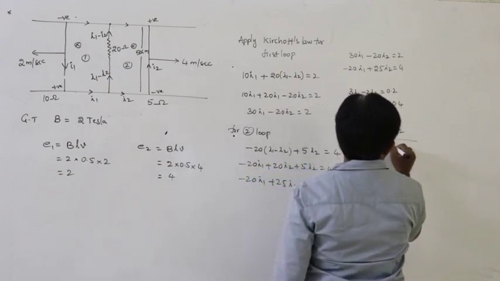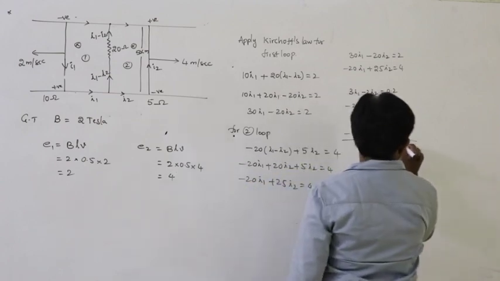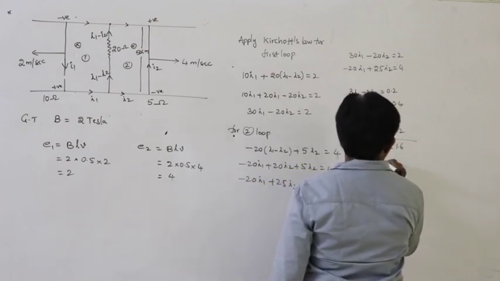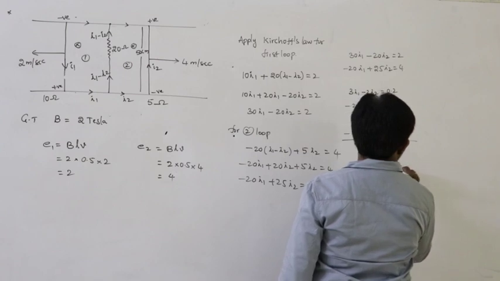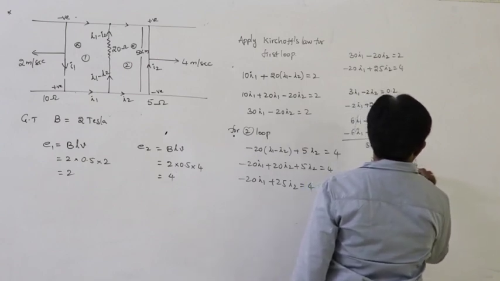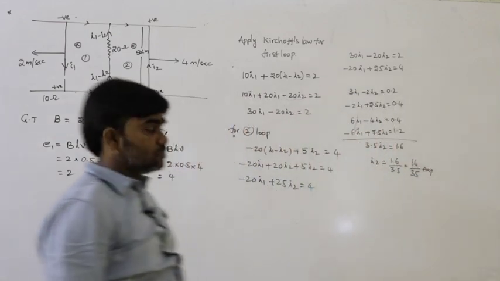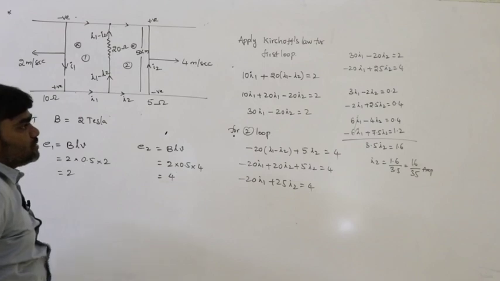3.5 I2 is equal to the addition, 1.6. I2 is equal to 1.6 by 3.5. So that is 16 by 35 amperes. I2 is equal to 16 by 35 amperes.